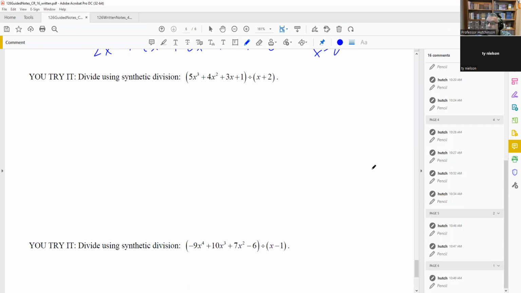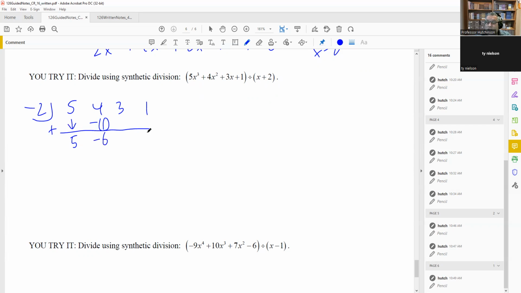All right, so this one, I have a 3, I have a 2, I have a 1, I have a 0. There is nothing missing here, no placekeepers needed. So I'll just put -2 in the box. I have a 5, 4, 3, and a 1. Those are just the different coefficients from my original one. Again, no placekeepers needed on this example. Drop down the 5, and we multiply and put that in the next column. 5 times -2 is -10. We're going to add that together.